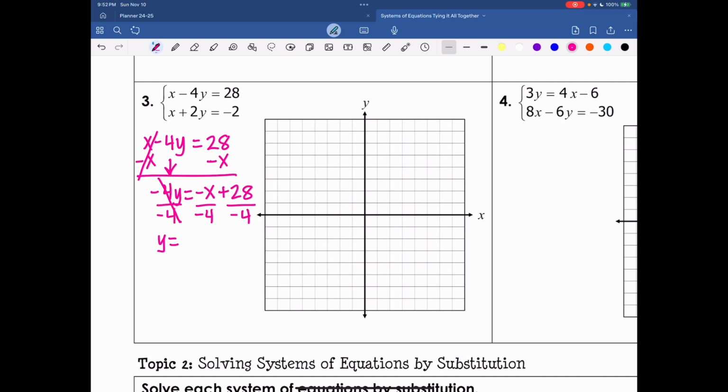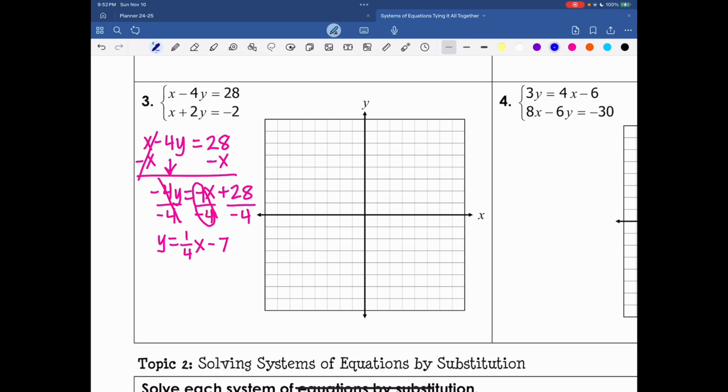And I end up with y equals. Remember, in front of x, anytime you have a negative sign and there's not a number, it's understood to be negative 1. So I am pulling negative 1 over negative 4 apart from x, and I end up with a positive 1 over 4x. And then 28 divided by negative 4 is a negative 7.